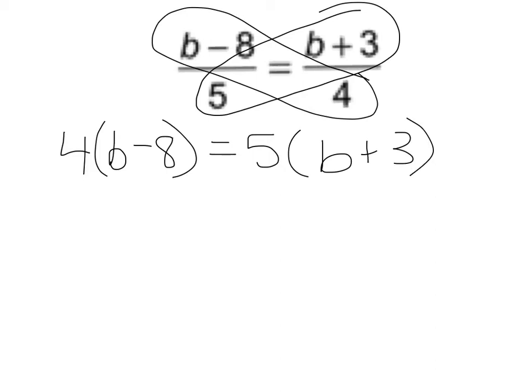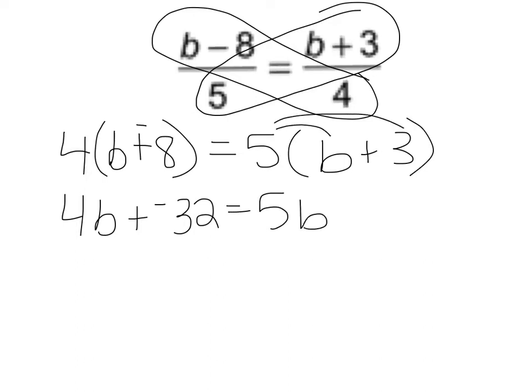Okay, and we all know what we do with parentheses. We distribute. So first change this to a plus, make that a negative 8. So we get 4b plus negative 32 equals 5b plus 15. We just distributed.